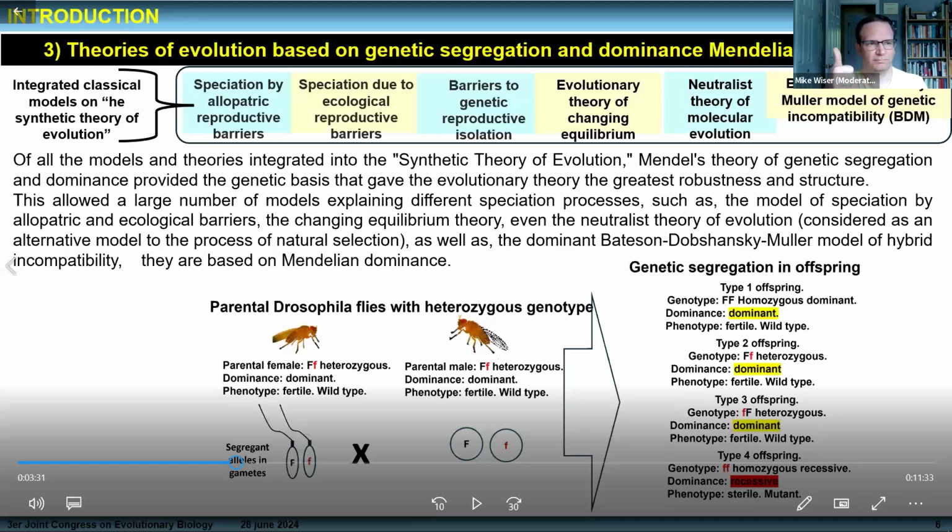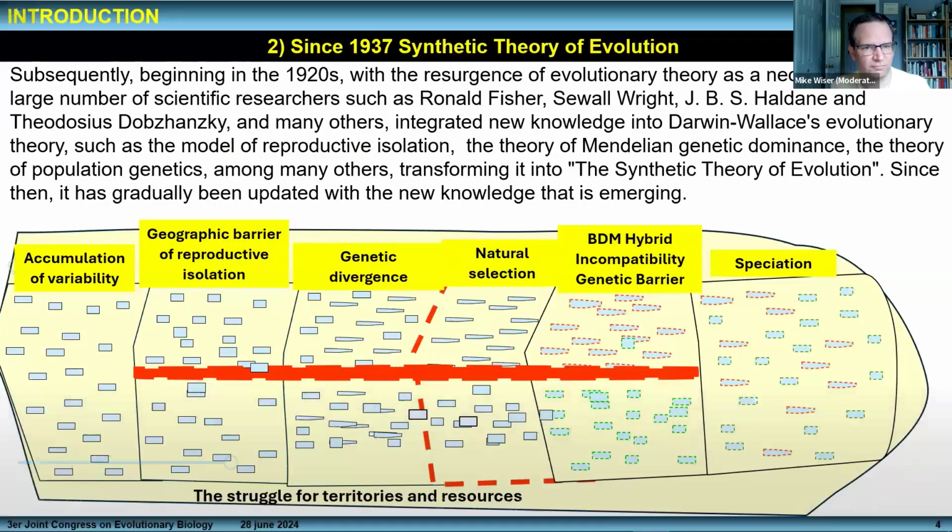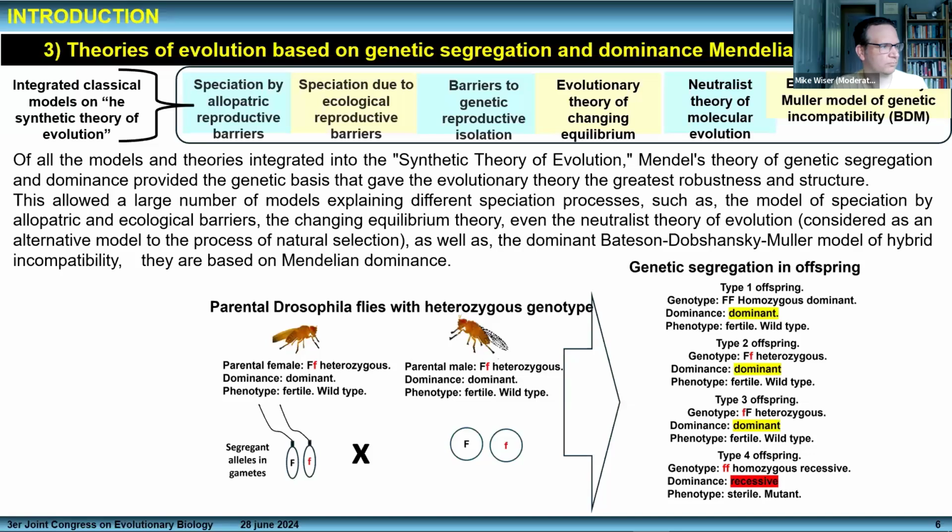...have been enriched with the new knowledge that is emerging. Of the models and theories integrated in the synthetic theory of evolution, Mendel's theory of genetic segregation and dominance provided the genetic basis that gave evolutionary theory its greatest robustness and structure. This allowed a large number of models explaining different speciation processes, such as the models of allopatric speciation and ecological barriers, the shifting balance theory, even the neutralist theory of evolution, considered an alternative model to natural selection, as well as the dominant Bateson-Dobzhansky-Muller model of hybrid incompatibility. They are based on Mendelian dominance.